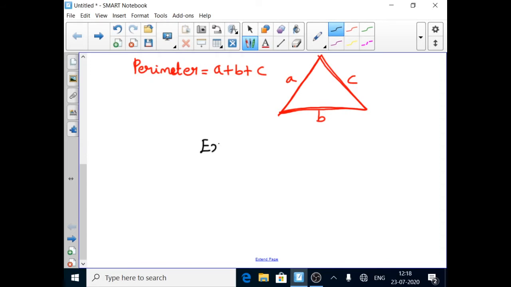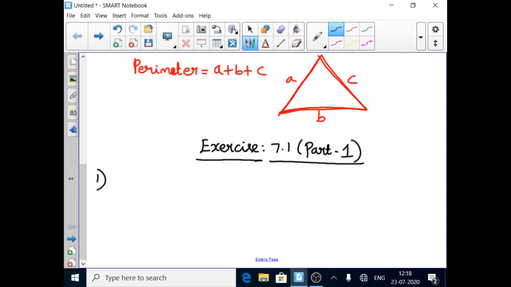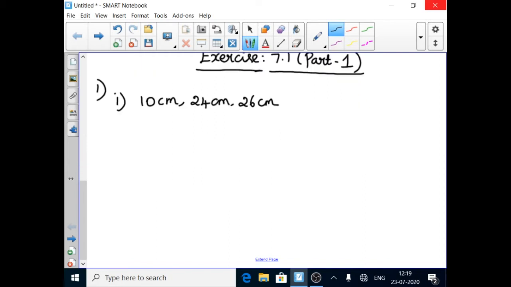Exercise number 7.1, part 1. So the first question is: using Heron's formula, find the area of a triangle whose sides are, the first subdivision, 10 centimeter and 24 centimeter, then 26 centimeter. So these are the side values.